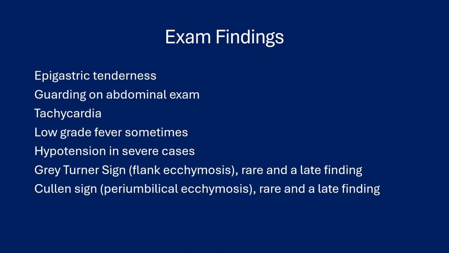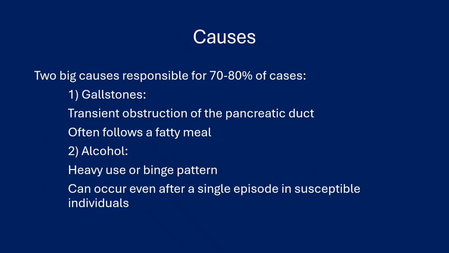Exam findings: tender over the epigastric area, that's the upper abdomen, guarding on the abdominal exam, tachycardia, low-grade fever sometimes seen with it, hypotension in severe cases, that's a major red flag for me. Grey Turner sign, or flank ecchymosis, is a bruising along the flanks area. It's a rare and late finding. I've only seen it once. And Cullen sign, which is a periumbilical bruising, is also rare and a late finding, not seen very often.